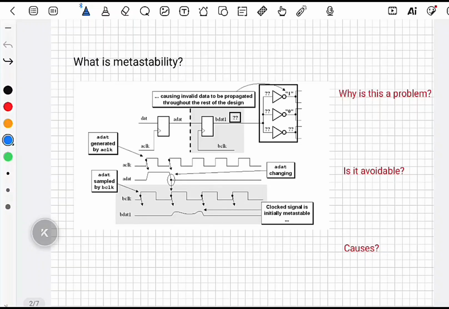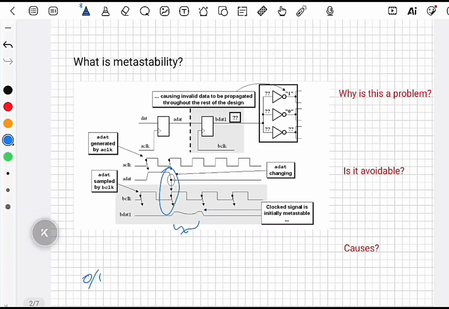We'll start with basic things such as what is metastability. Metastability is basically a situation where the signal hasn't assumed a stable state. In digital design, the stable states are 0 or 1, right? But due to some situations, the signal might not reach a stable state. For example, here there is a setup or hold violation. There's a timing violation, and because of that, the signal is going metastable.